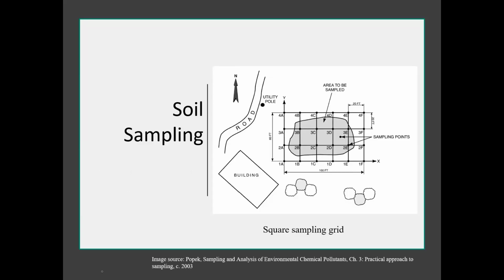With soil sampling, we can do similar sampling. And here, it's a simple rectangular grid. Samples are taken at the nodes here. We could have a triangular grid. We could have a hexagonal grid. We can collect these samples. Now this is going to give us a spatial distribution in the site.